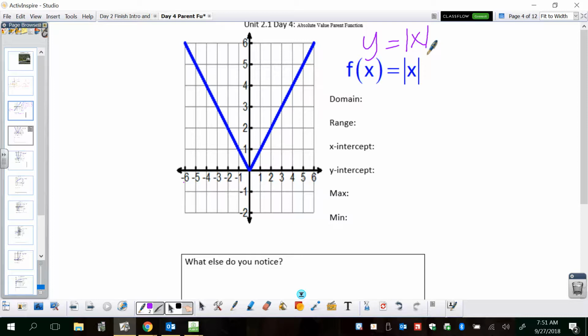Headphones should be up. Headphones should be up. Okay?